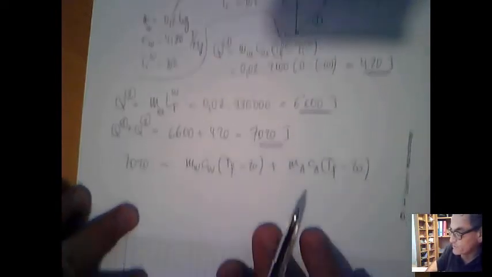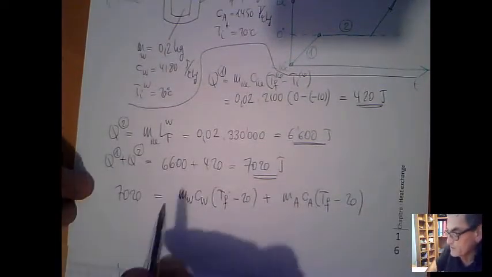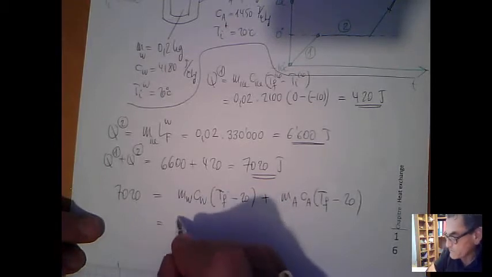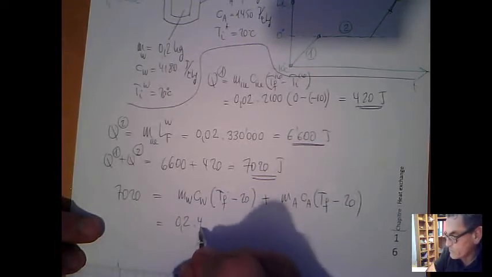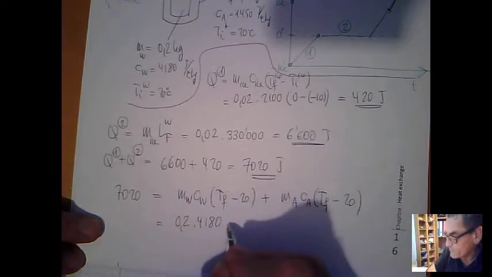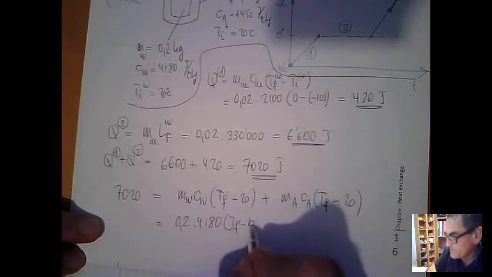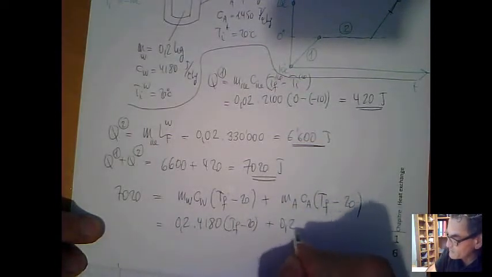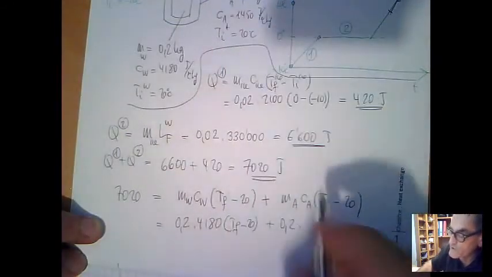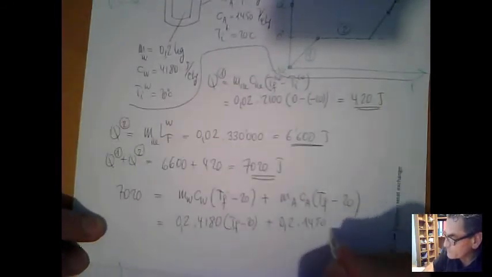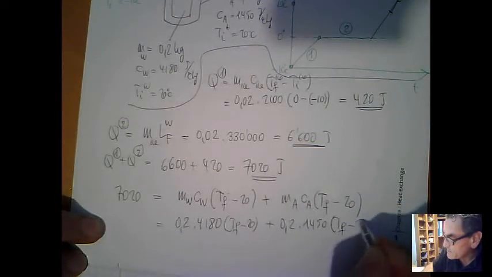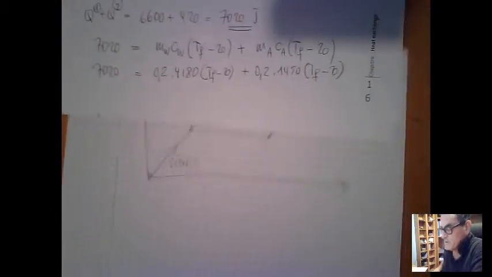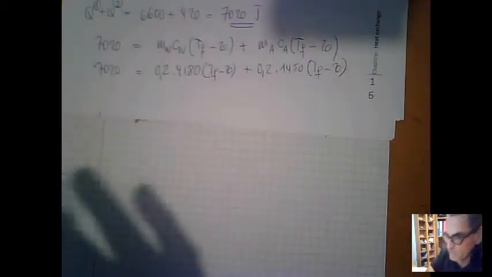And now we are going to try to determine the final temperature. All the other things we know. The mass of the water is 0.2. The C of the water is 4,180 times TF minus 20. We know the mass of the glass, 0.2. We know the C of the acrylic is 1,450, and then TF minus 20. And this should be equal to 7,020. Are you following? Ça va?